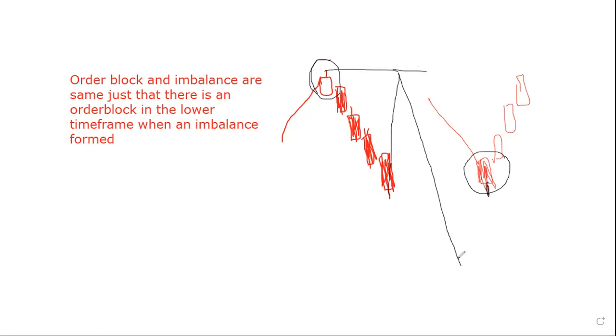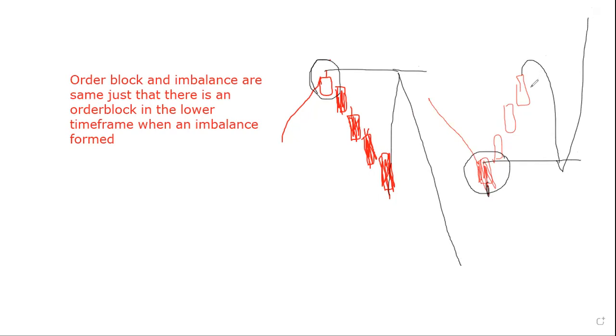Are you getting it? For the bullish side, price is going to come back down to this order block region before going back up. This is what order block is used for. This is the essence of order block.